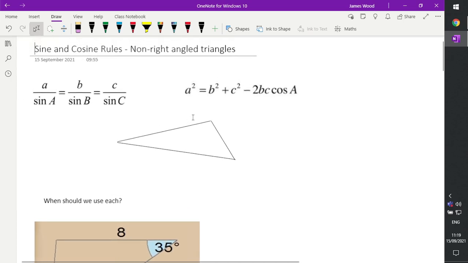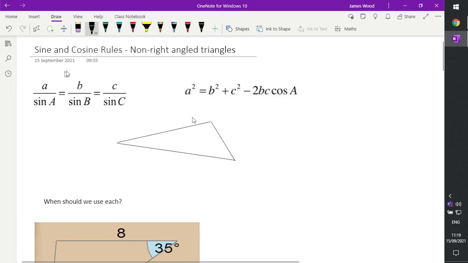So these are both the sine rule and the cosine rule. On the left, I've got the sine rule. On the right, I've got the cosine rule. Now, these letters in here, the lowercase letters always stand for sides. The uppercase letters always stand for angles.